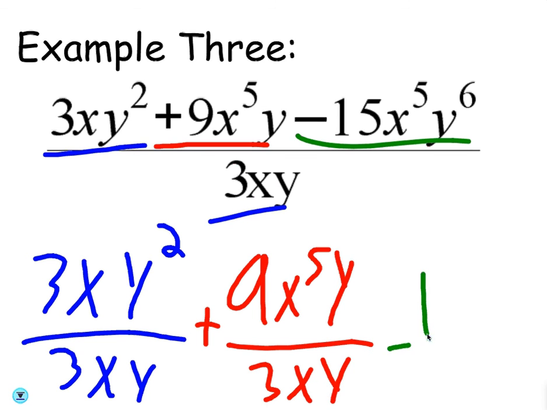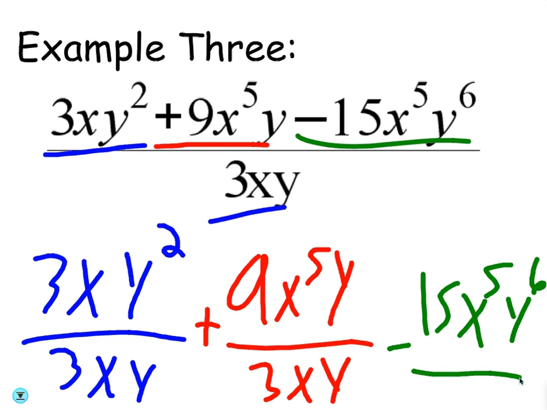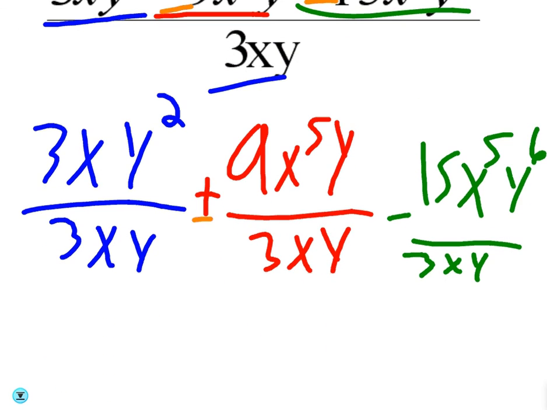minus 15x to the fifth y to the sixth over 3xy. Every time I do this, just to make sure the terms on the bottom are the same. Also check to make sure I got my signs right. And anything else you can do to make sure that you didn't make any mistakes copying the problem down.